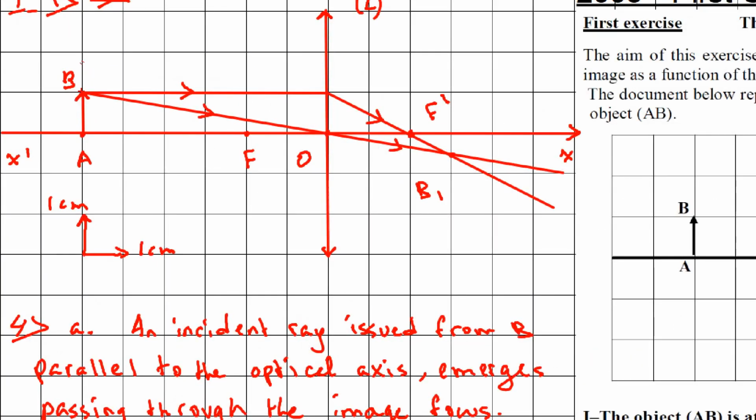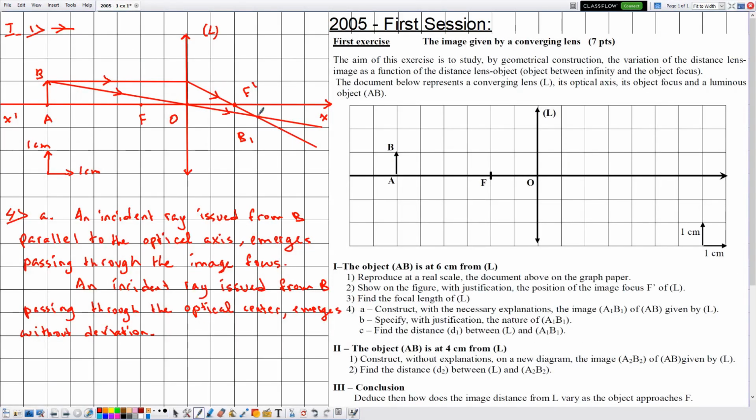Moreover, a hat is found on B directed away from the optical axis like this. Then we must place a hat on B1 directed away from the optical axis like this. This is the hat. So this is the tracing of B1.